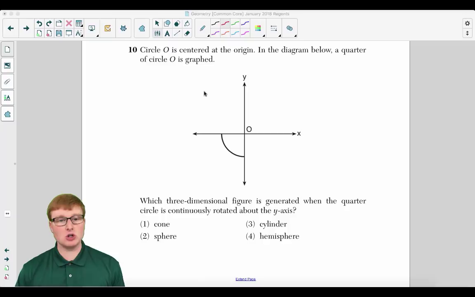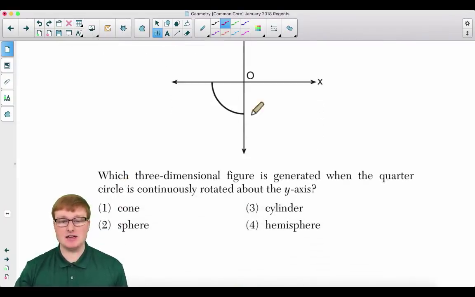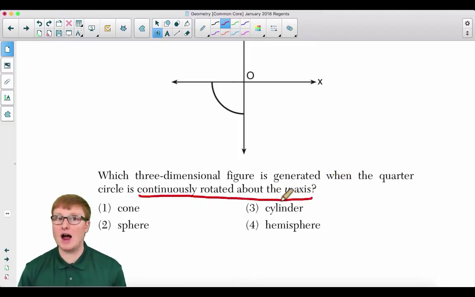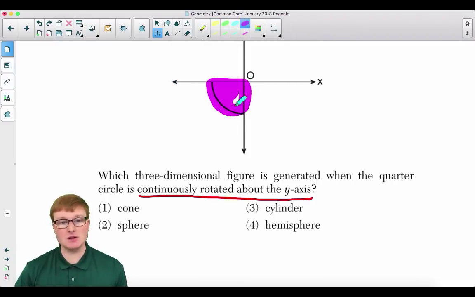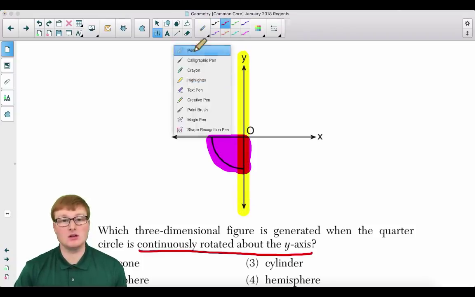Number 10. Circle O is centered at the origin. In the diagram below, a quarter of a circle O is graphed. Okay, so far so good. Which three-dimensional figure is generated when the quarter circle is continuously rotated around the y-axis? So we're talking about this quarter circle, and we're trying to find which three-dimensional object. So far we're given a two-dimensional object. We have to basically put this in a three-dimensional space. So when we continuously spin it around this axis, the y-axis, what shape is it forming?